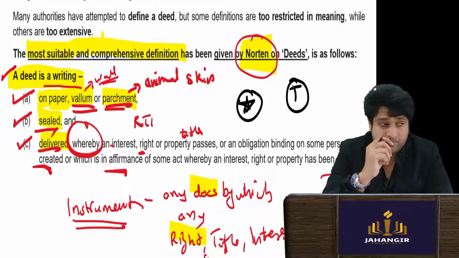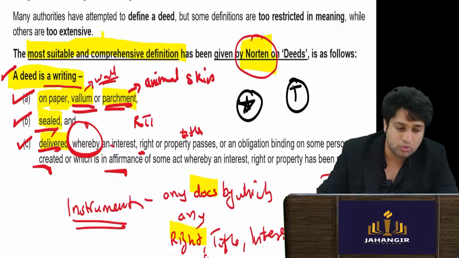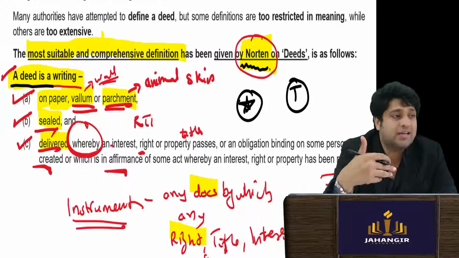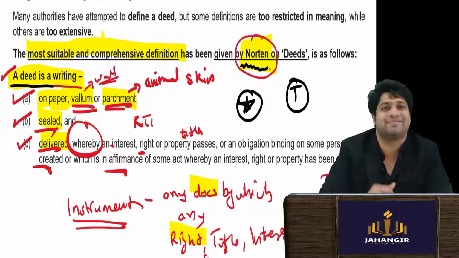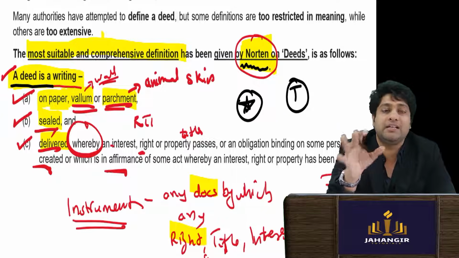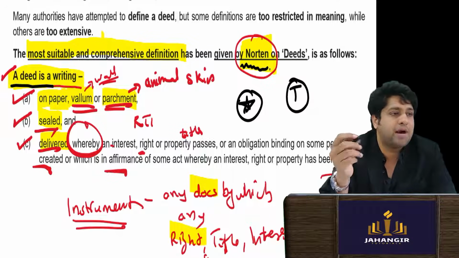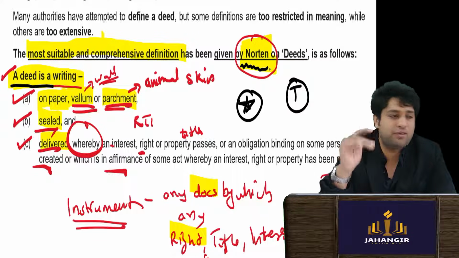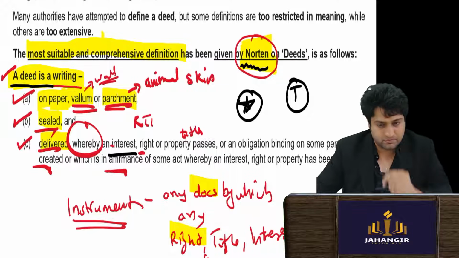Before even getting into that, when I ask you the meaning of the term deed, you will obviously write that a deed is something, but you always have to quote the author. So you will write that the most suitable and comprehensive definition has been given by Norton on deeds, as follows: a deed is a paper, a volume, basically vellum, and parchment is an animal skin. It has to be signed, sealed, delivered, where the rights of the parties have been transferred. So you write this.